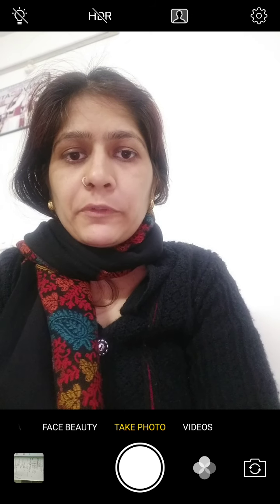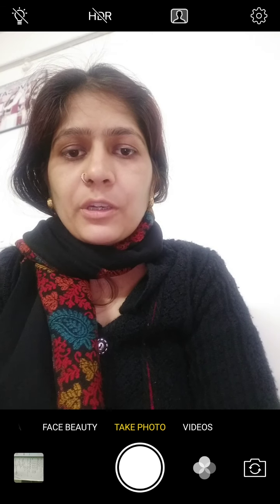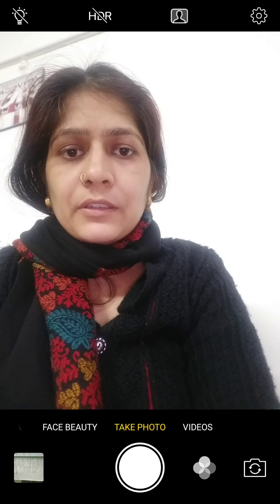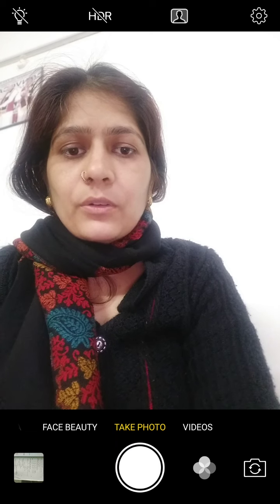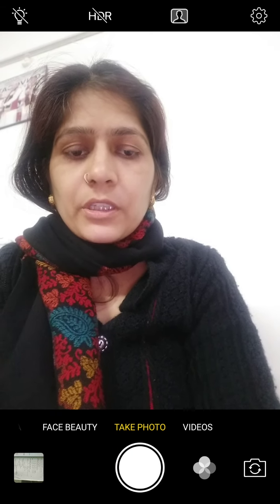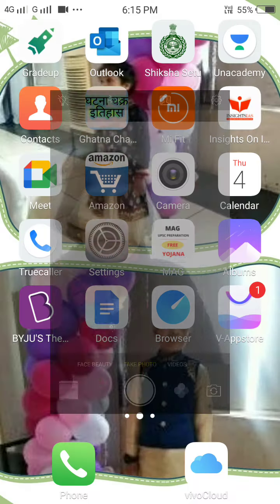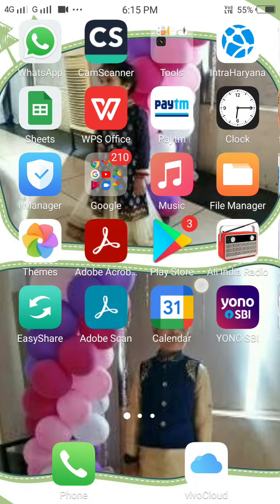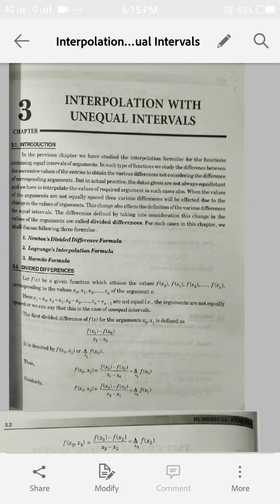Today we will discuss the topic of interpolation with unequal intervals, and it covers the topic under BA BSc 5th SEM. Okay, let's continue. This is interpolation with unequal intervals. What do you mean by interpolation?